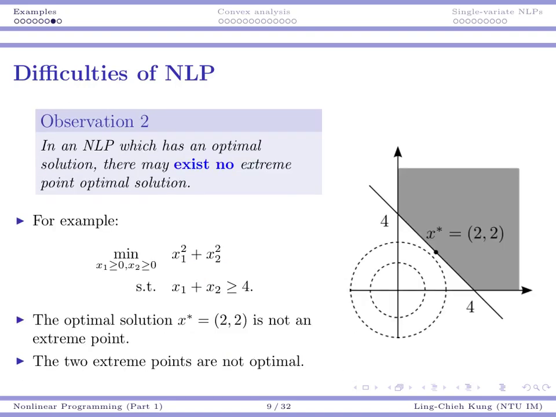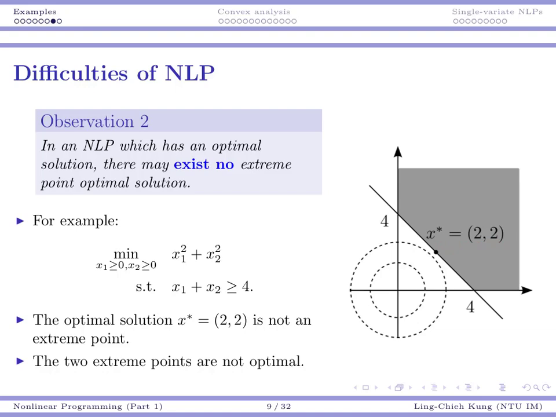Another observation we have is that in a nonlinear program which has an optimal solution, it's possible that no extreme point is an optimal solution. So for example here, suppose I'm looking for x1 and x2 in the first quadrant to minimize x1 square plus x2 square. So I'm looking for the point that is the closest to the origin, subject to the sum of them being at least 4. So the feasible region is of course here, and we're looking for a point that is closest to the origin. So the optimal solution is (2, 2).